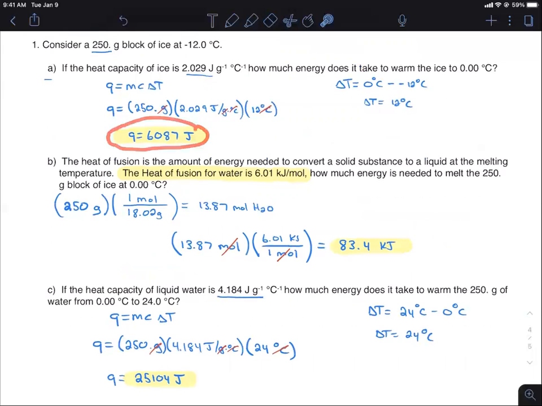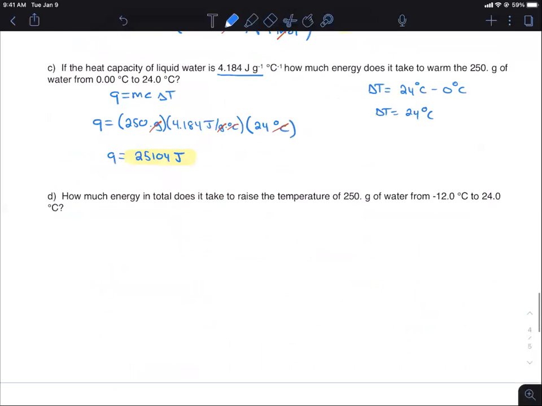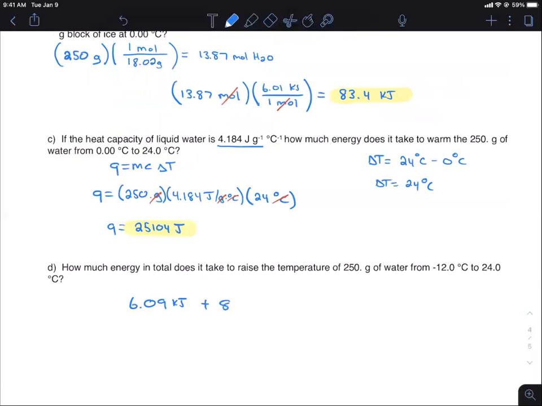Start with that first part, 6,087 joules. I'm going to now round that to 6.09 kilojoules to go to 3 sig figs, plus the 83.4 kilojoules. This is the answer from part A, this is the answer from part B, plus our answer from part C, in kilojoules, 25.1 kilojoules, and our final answer to 3 sig figs will now be 115 kilojoules.